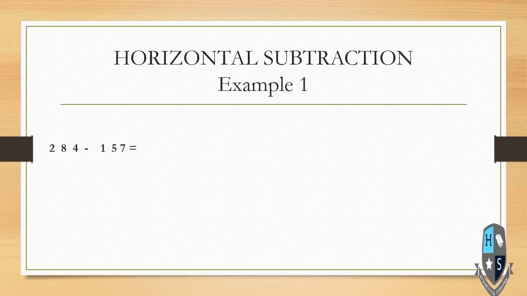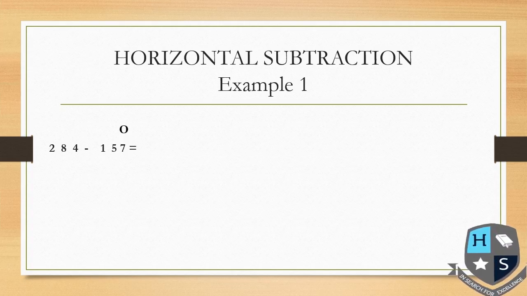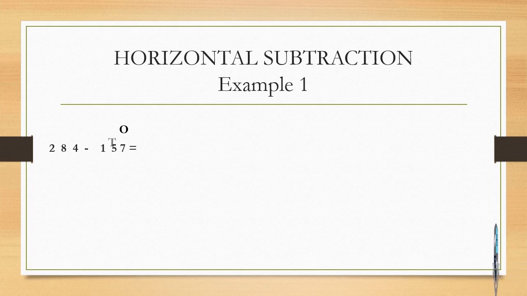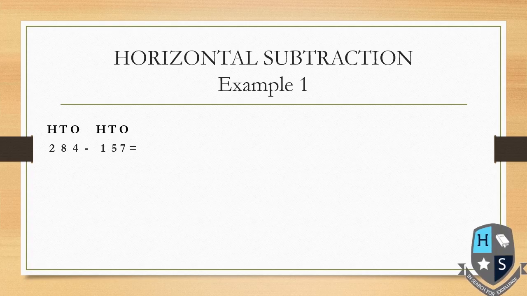Example, 284 take away 157. As you know, we should begin with writing the place value of each digit. Let's begin from ones. And remember, we begin writing the place value from our right hand side. Let's start: ones, tens, hundreds. The other side: ones, tens, hundreds. Very good. After writing the place value of each digit, we are going to begin subtracting ones and ones.